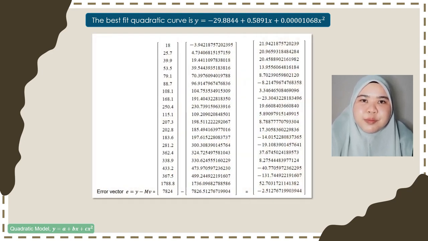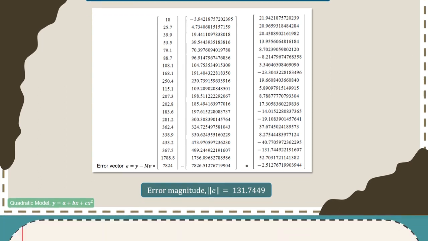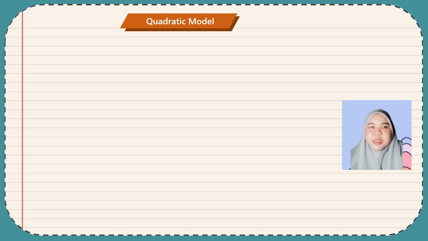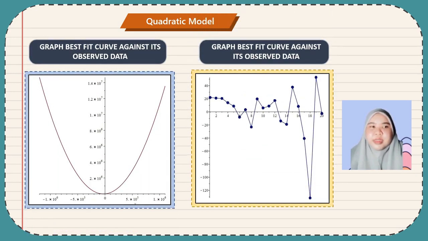From the error vector, we will get the magnitude of the error vector. For our quadratic model, we will get 131.7449. The best fit curve against gross profit and net profit is displayed in the graph. The graph of the error vector against gross profit for the quadratic model follows.